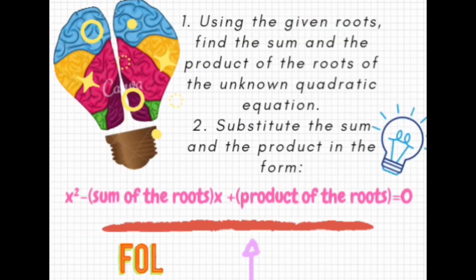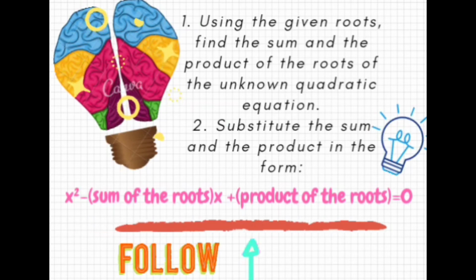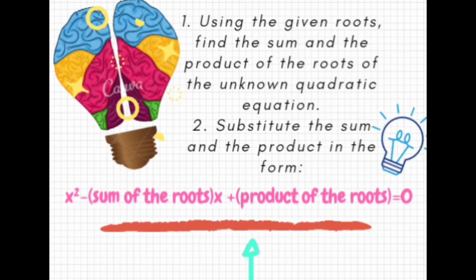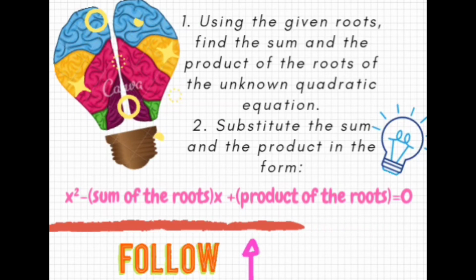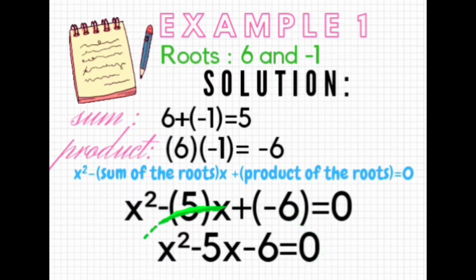Using the given roots, find the sum and the product of the roots of the unknown quadratic equation. Then, substitute the sum and the product in the form x squared minus the sum of the roots x plus product of the roots is equal to 0. Since the roots are positive 6 and negative 1, therefore the sum of the roots is equal to 5. And for the product, it is equal to negative 6.